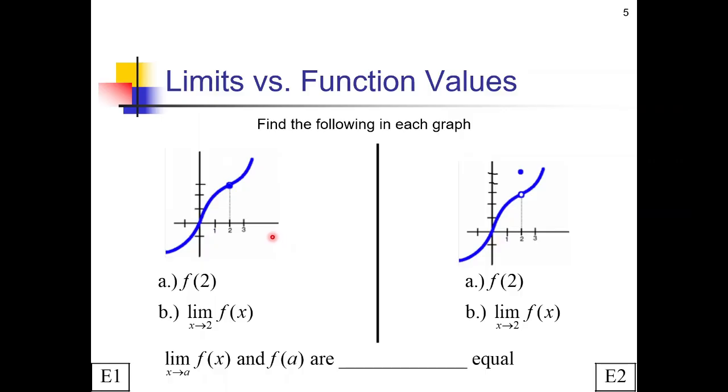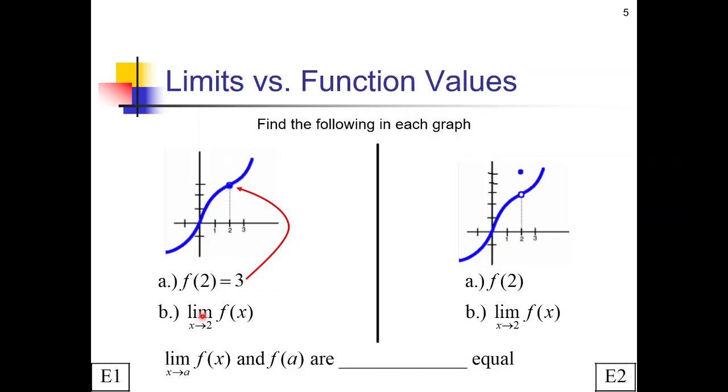So pause the video, here's the first graph, and see if you can figure out f of 2 and the limit as x approaches 2 of f of x for this first graph. All right, so for f of 2, I'm just saying what's the y value on the graph when x equals 2. So at the x value 2, here is the y value up here. That appears to be 3. So that's what f of 2 equals in this one.